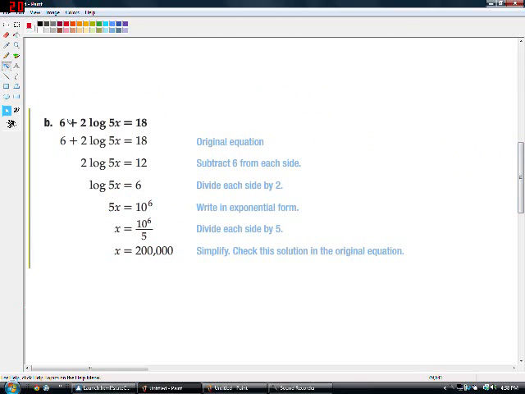Here we are at B. Thanks, Dave. We can see 6 plus 2 log 5x equals 18. There's the original equation right there.